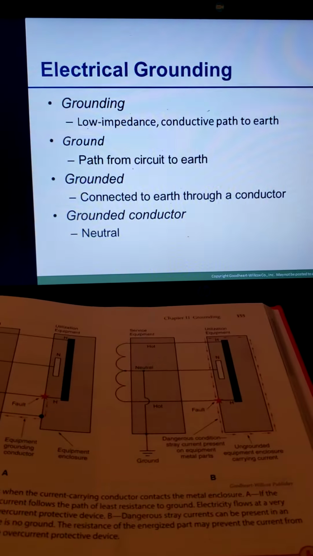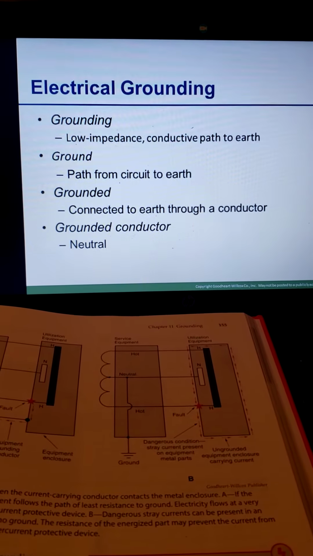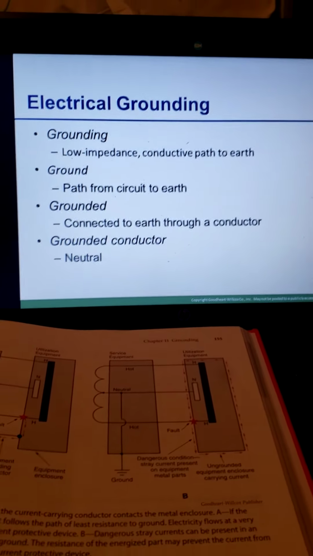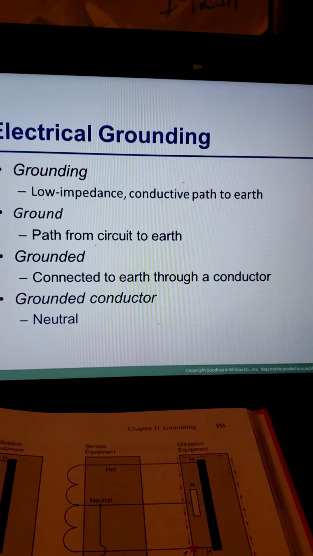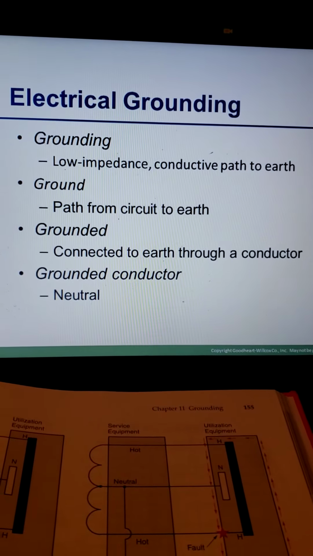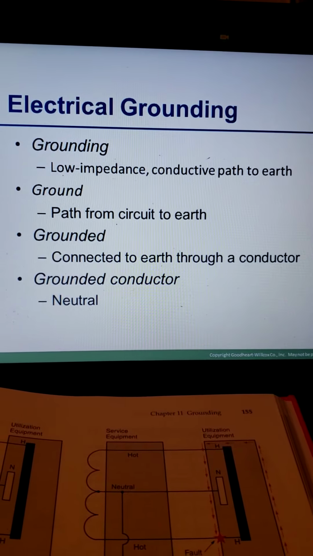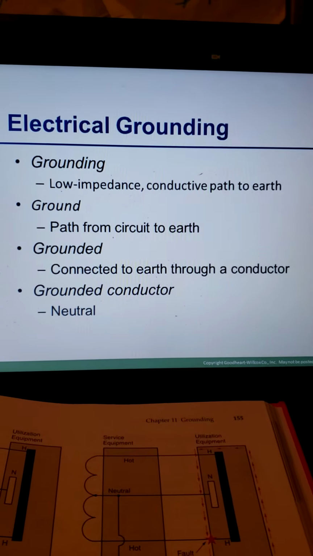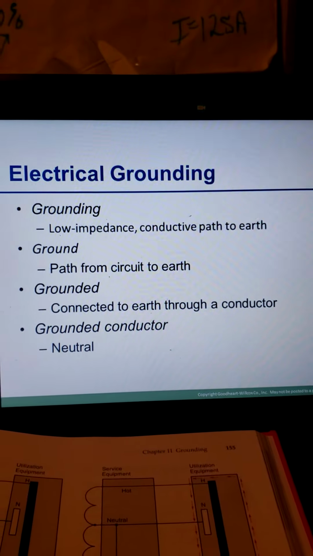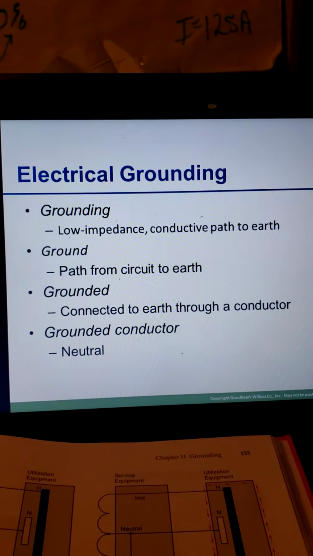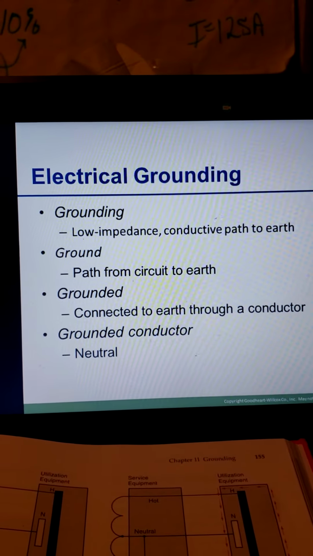Grounding. This is a broad term referring to the intentional act of making a permanent low impedance electrical conductive path to earth. The term is used in a general way to encompass the overall subject. Ground. This is the path from a circuit or the equipment to the earth. It can be intentional or accidental. Intentional, that's when you make that green wire and you tie that green wire. Accidental is when you're touching that hot and you touch a metal surface and you ground yourself out. Always remember, you don't want to become that light bulb.